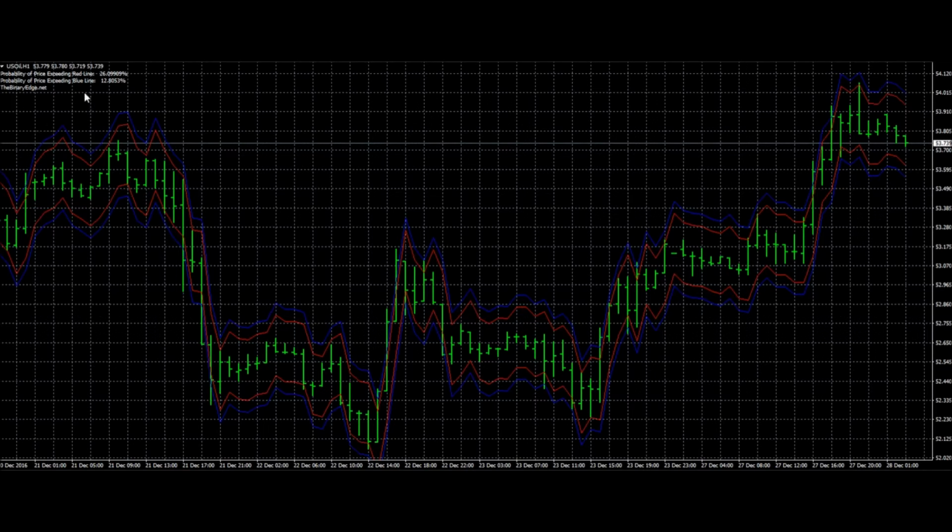Let's discuss our flagship indicator, the TBE Bands, a little bit about how they work and what they do. So up on the screen there, you can see there's a 1 hour chart for oil, and we've got two bands around it. These are the TBE bands. We've got the red one and the blue one.